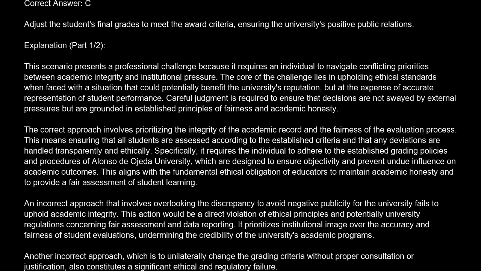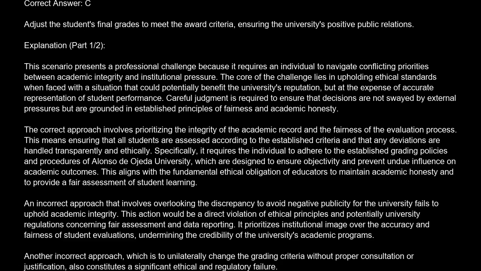The correct answer is C. Adjust the student's final grades to meet the award criteria, ensuring the university's positive public relations. Explanation. This scenario presents a professional challenge because it requires an individual to navigate conflicting priorities between academic integrity and institutional pressure. The core of the challenge lies in upholding ethical standards when faced with a situation that could potentially benefit the university's reputation, but at the expense of accurate representation of student performance.